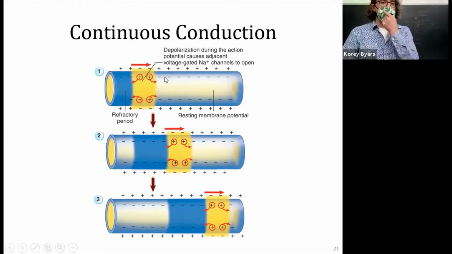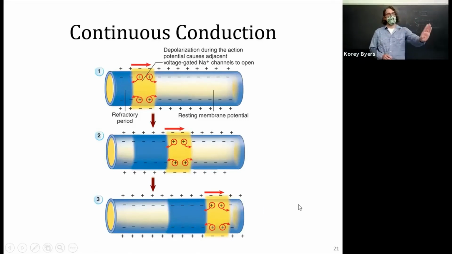And so it will completely depolarize. And so the dark blue stands for the refractory period where it can't possibly repolarize right now. But we're sending that action potential. Notice it's only going in one direction. So we can only send our action potentials one way.